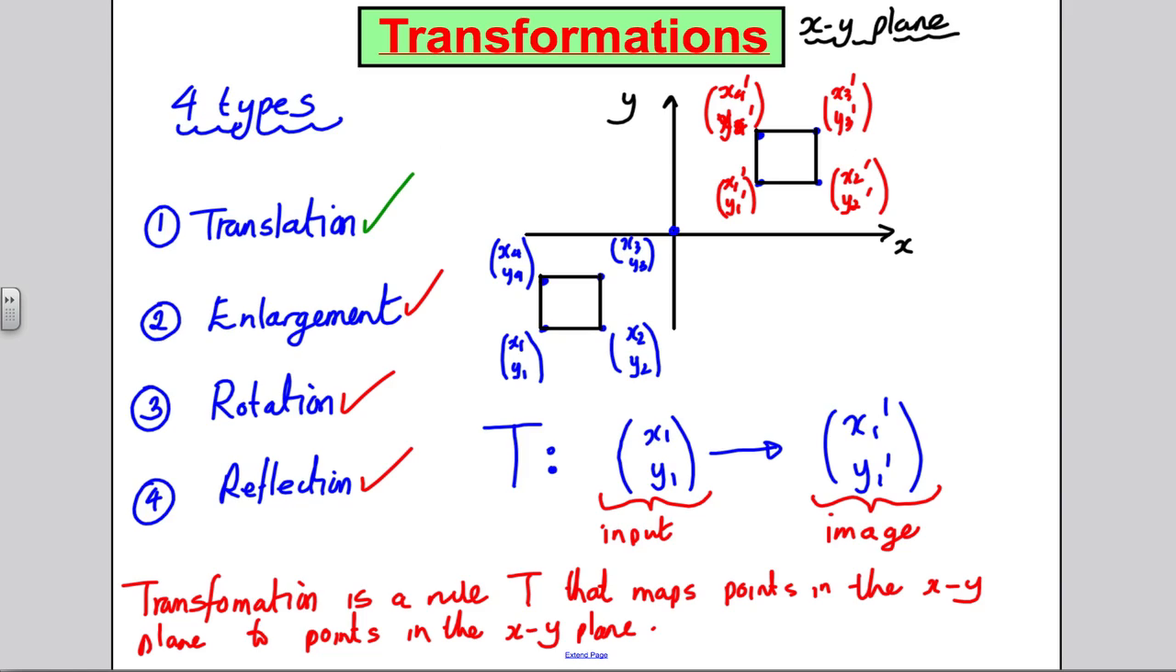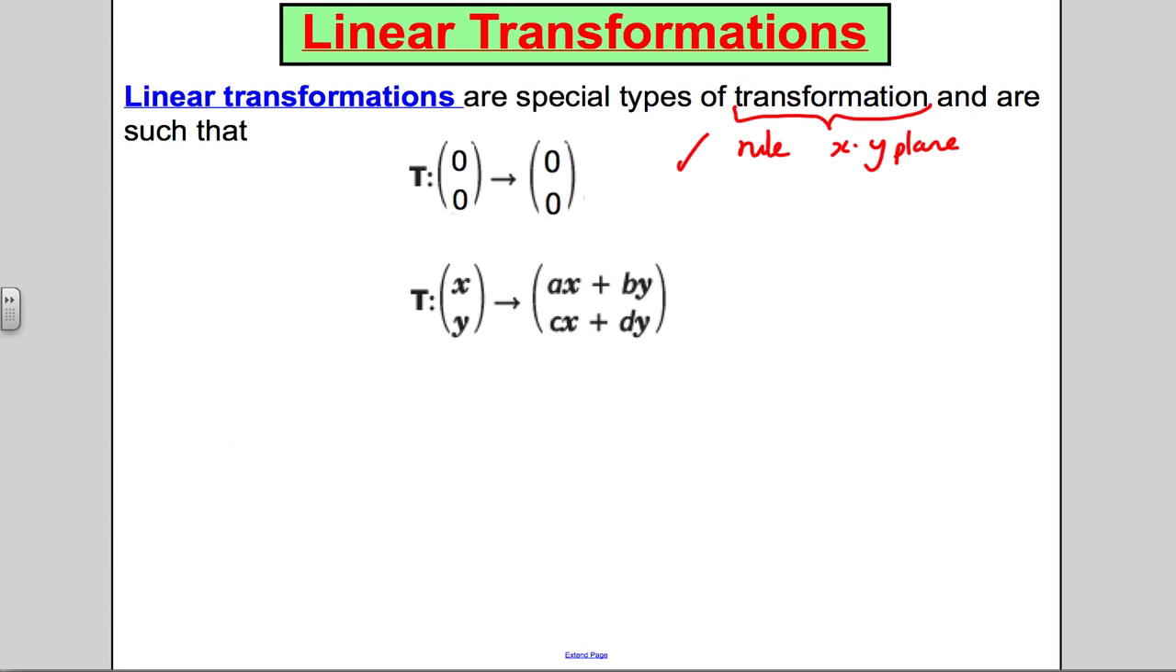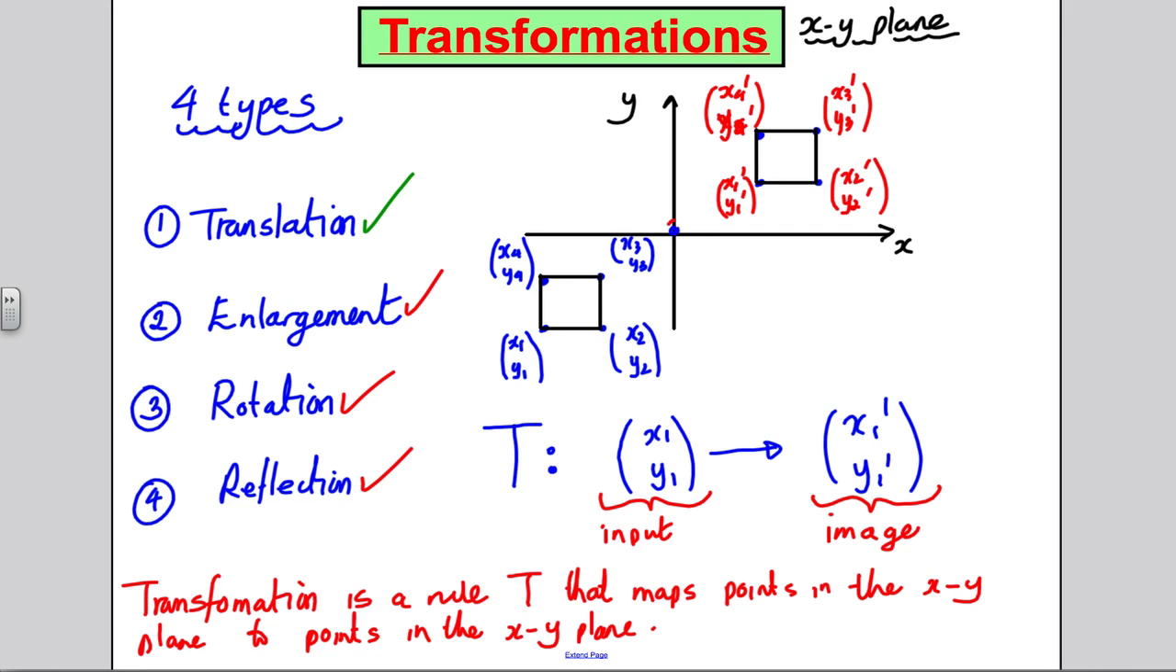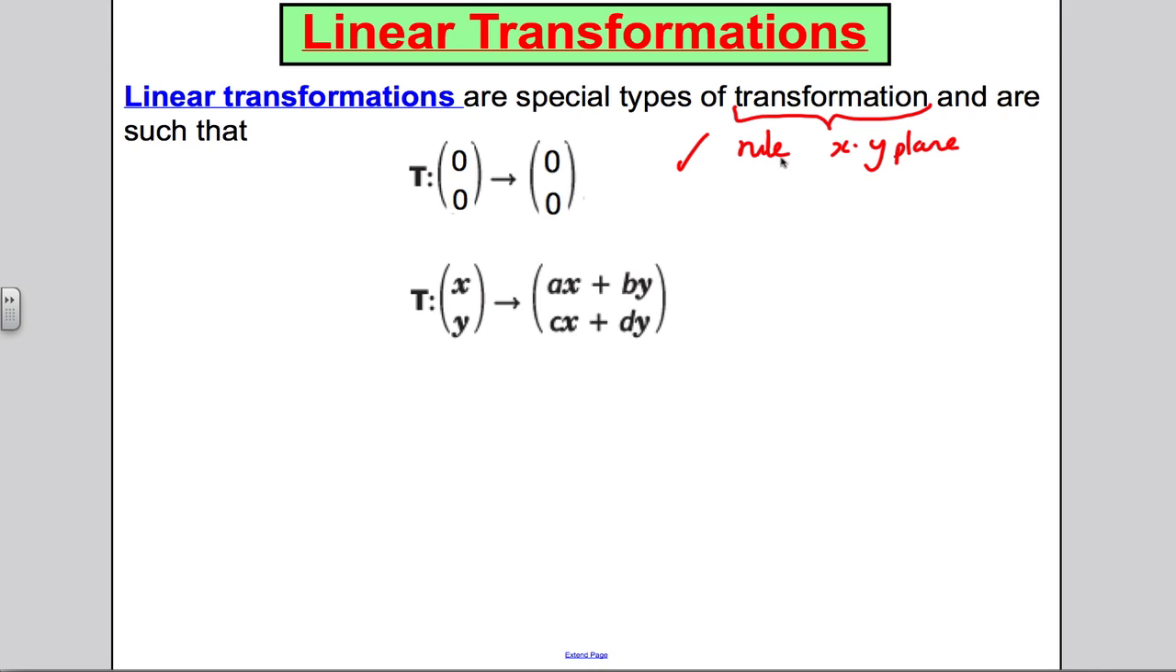So going back here, a translation would not be a linear transformation, okay? Because if you took the point 0, 0 and you moved it, it wouldn't stay at 0, 0. So the only one that's not linear is this one. All the others, when you enlarge a shape that had a coordinate 0, 0, it stays at 0, 0. If you rotate a shape around the origin, then it would stay at 0, 0. And if you reflect a shape in one of the axes here, it would stay at 0, 0. So that's what a linear transformation is.